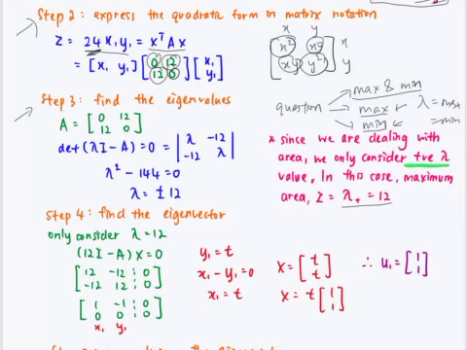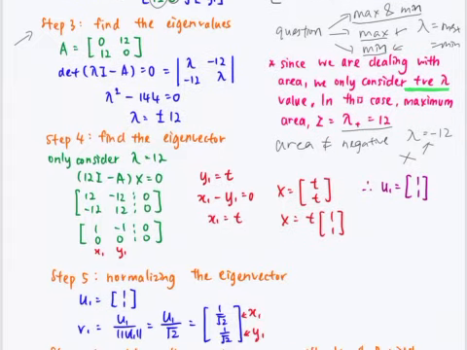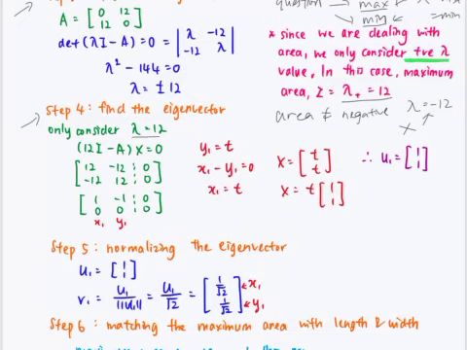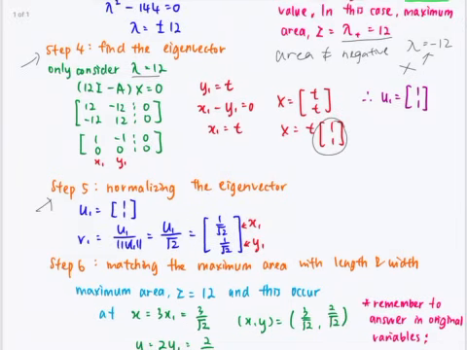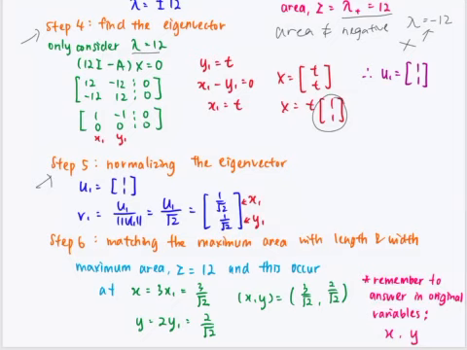Another thing is logical thinking, because area cannot be a negative value. So if you have a lambda equal to negative 12, this is automatically out because you can't have a negative area. Once you have the eigenvalue, find the eigenvectors. You only consider one of the eigenvalues here. So you have your u1, which is (1, 1). Normalize it, and then you end up with this.